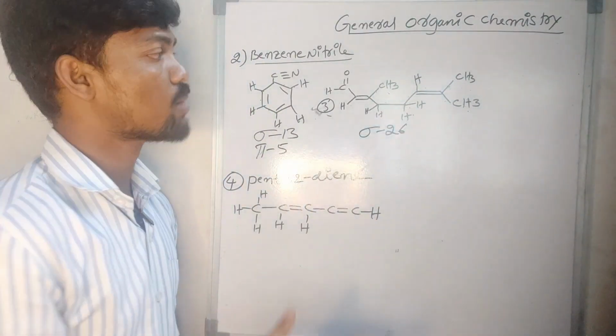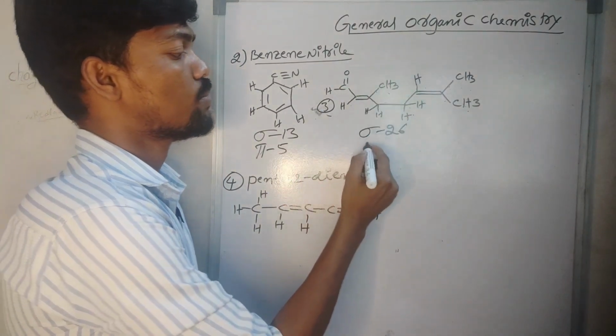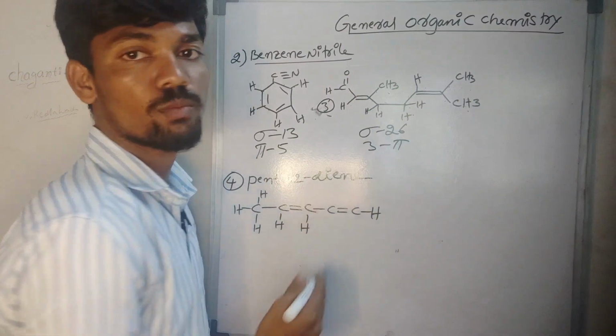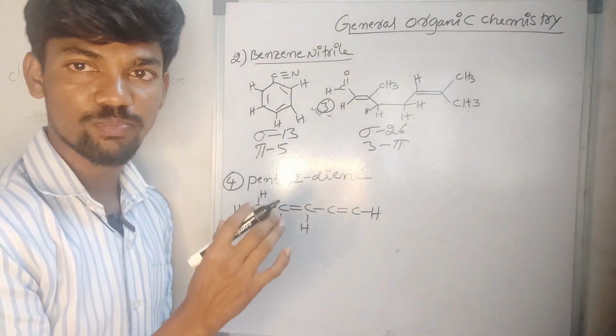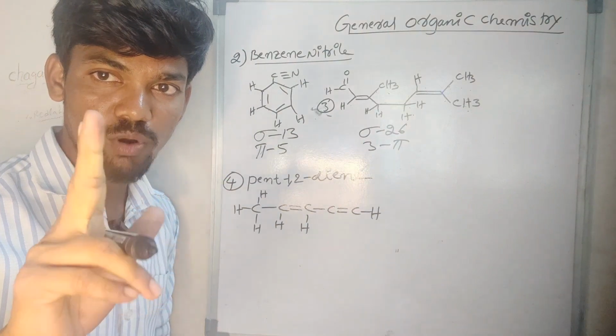Coming to the pi bonds. How many pi bonds are there? 1, 2, 3. Three will be pi bonds. You are getting my point. So we have to find it out like this. One double bond has one sigma bond and one pi bond.